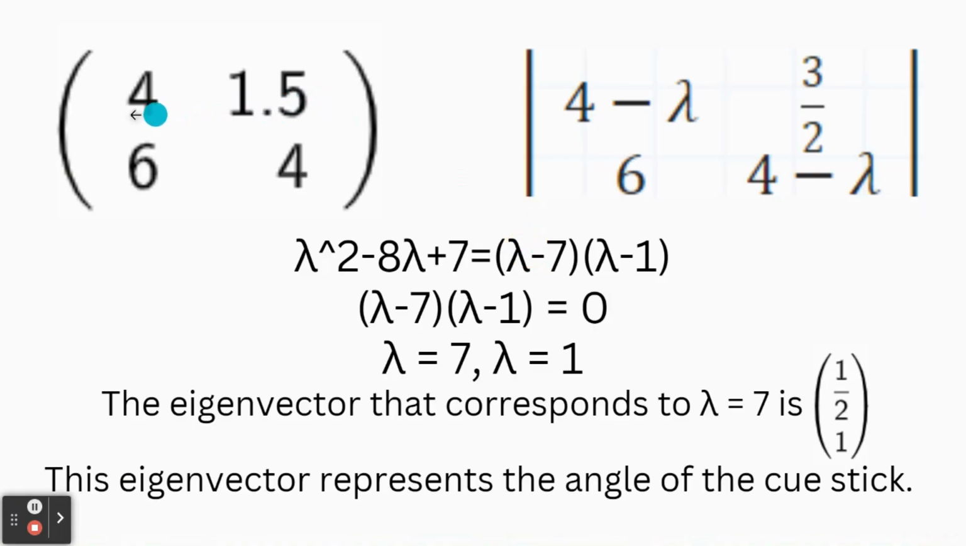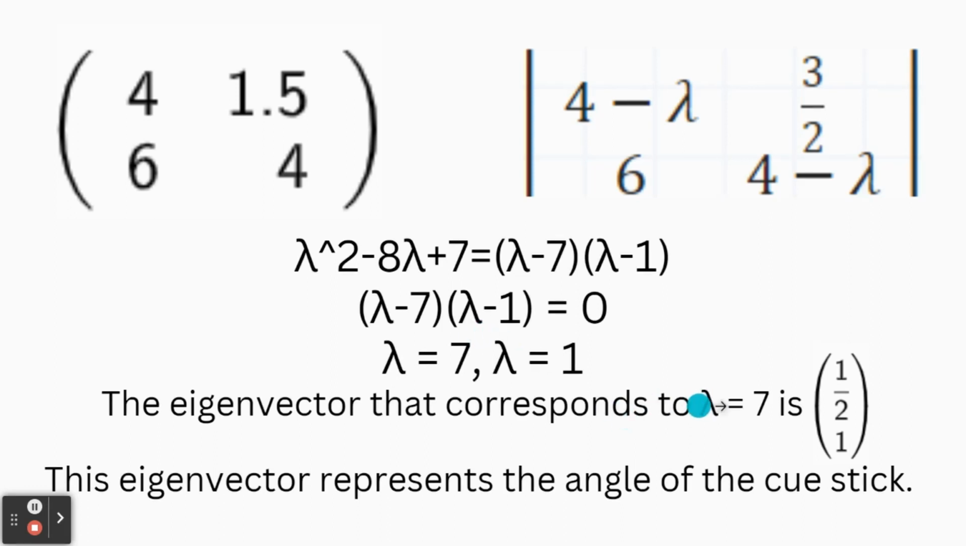So (4, 1.5) will represent the position of the cue ball, and then (6, 4) will represent the position of the 8 ball. Once we have this A matrix, we can solve for the eigenvalues, which is shown in this work here, and we get that lambda equals 7, or lambda can equal 1. For our shot, we decided to use lambda equals 7. And remember, lambda equals 7 is not just how far the cue stick is pulled back, but it also takes into account how much power the ball is hit with.